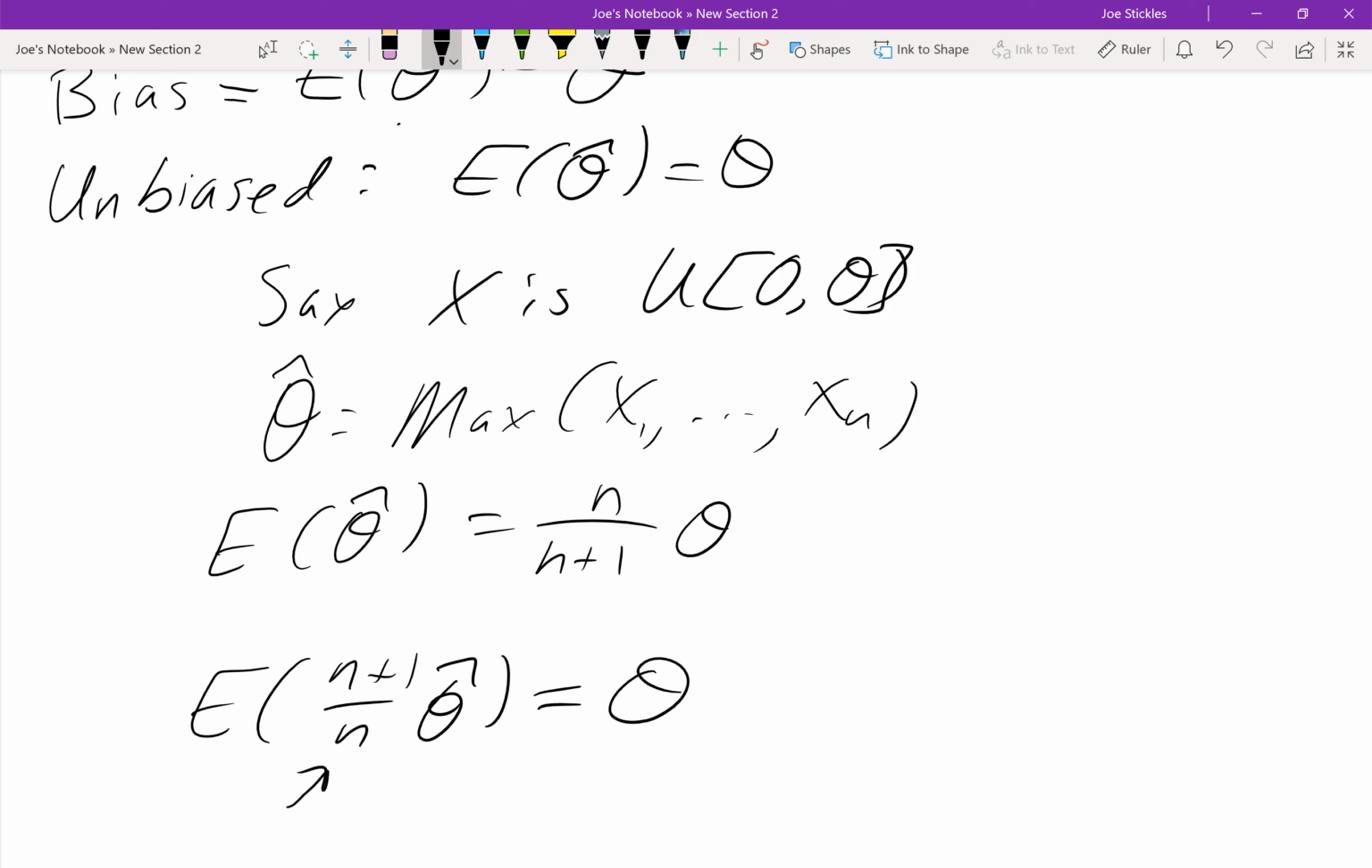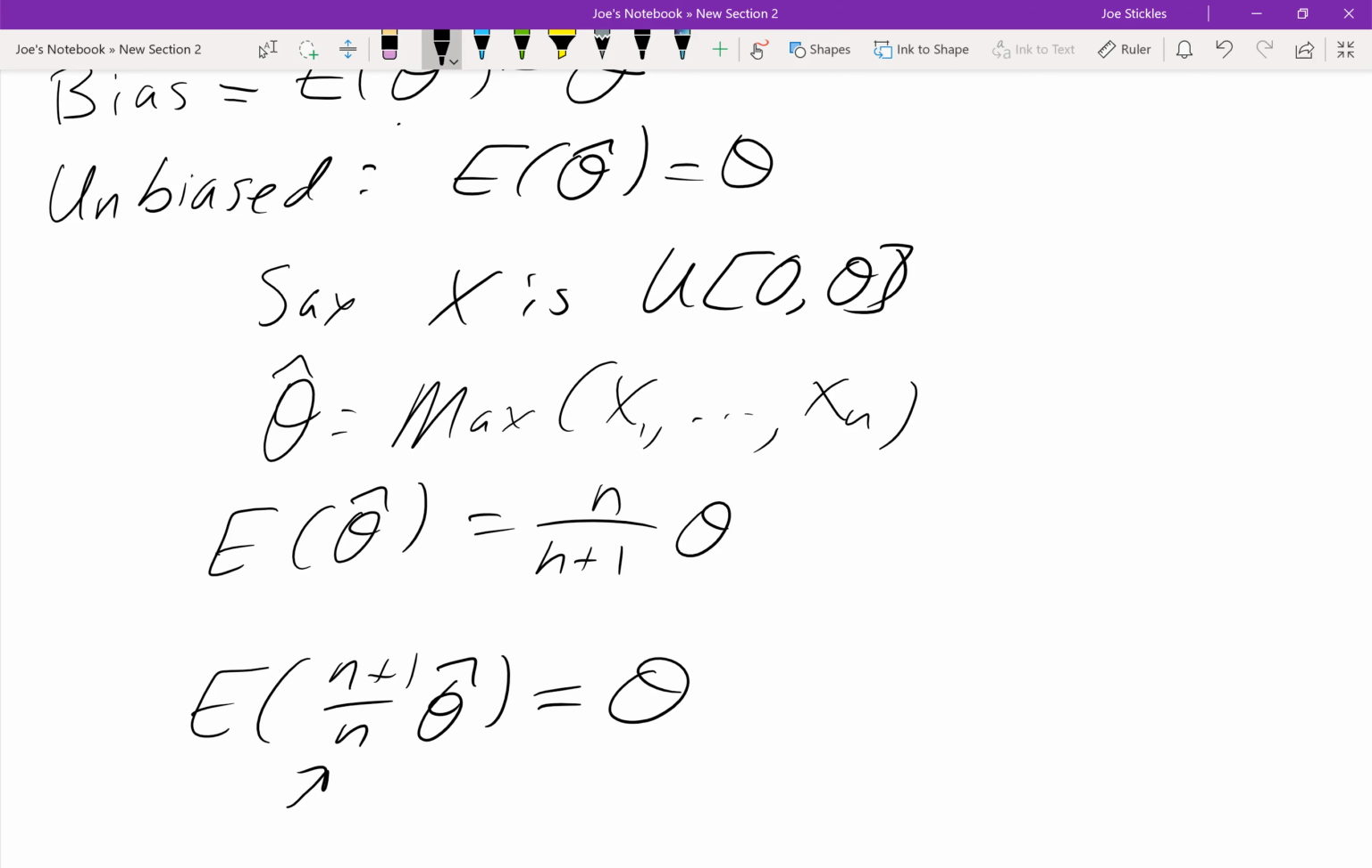Does that make sense? Where did you get the n over n plus 1? That is just what it is. You would have to get your PDF for the maximum of a random sample, and then multiply it by x and go through the integration. You get that. Is that okay for bias and unbiased?